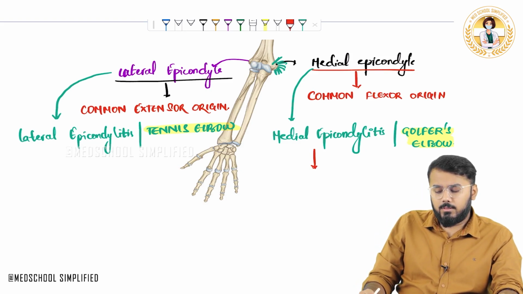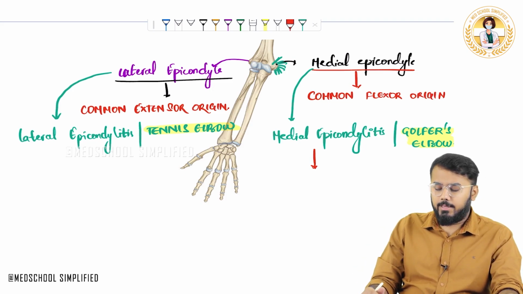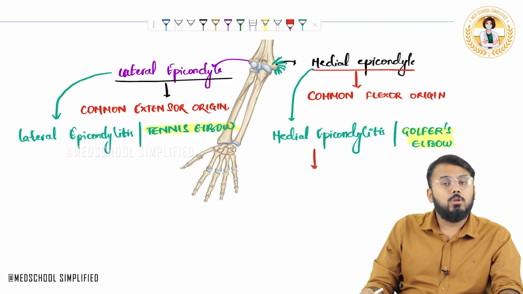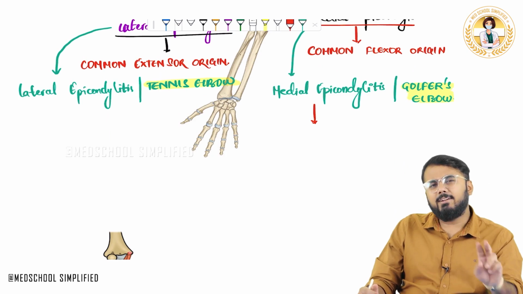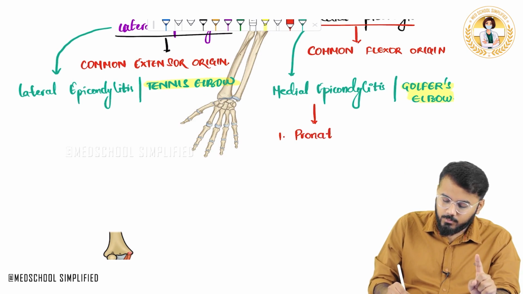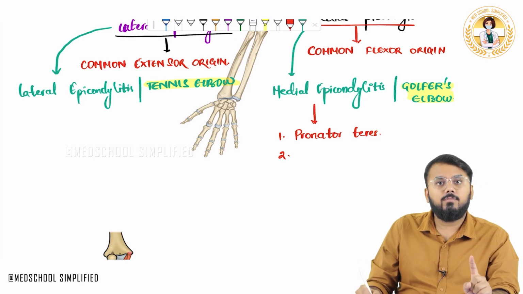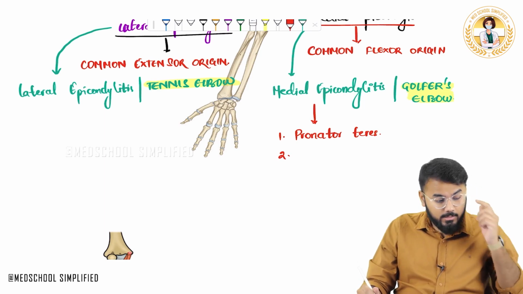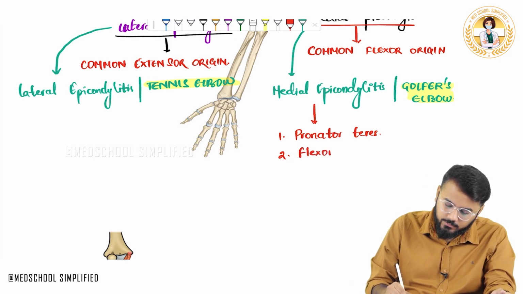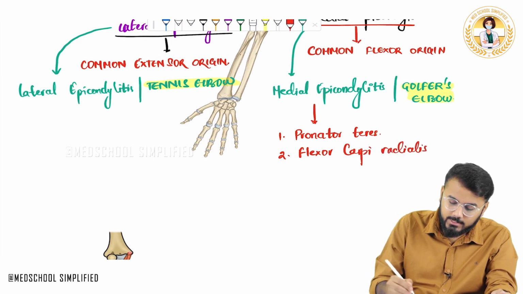From the knowledge which I know, all the flexors originate from the medial epicondyle. So, are you telling that if the medial epicondyle is inflamed, then all the flexors will get inflamed? No, not all the flexors, but mainly two flexors will get inflamed. What are they? One is your pronator teres, and the second one is flexor carpi radialis. These are the two muscles that will get inflamed.